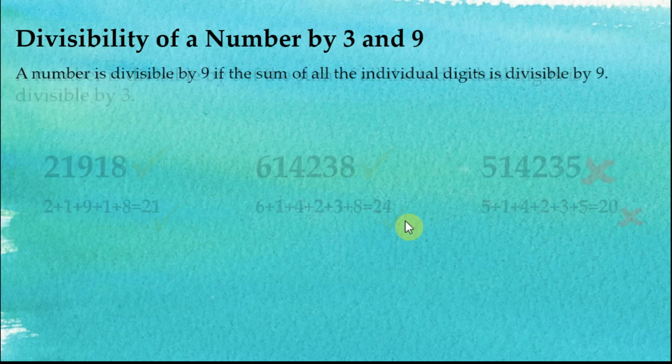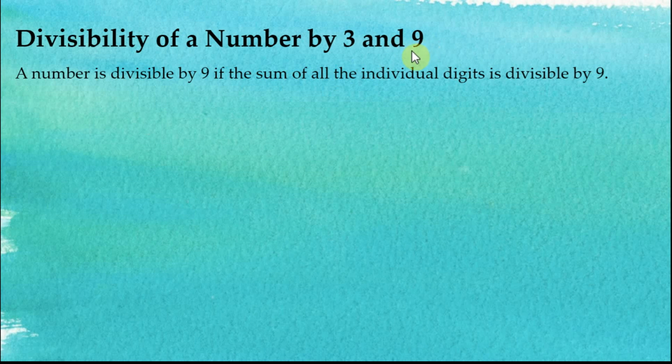The divisibilities of a number by 9 is almost the same. A number is divisible by 9 if the sum of all the individual digits is divisible by 9. Let's see this example, 21,915. The sum of the individual digits, 2 plus 1 plus 9 plus 1 plus 5, is equal to 18, and 18 is divisible by 9, and therefore this number is divisible by 9.